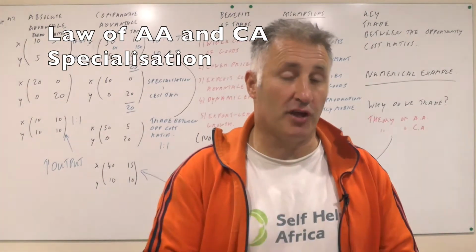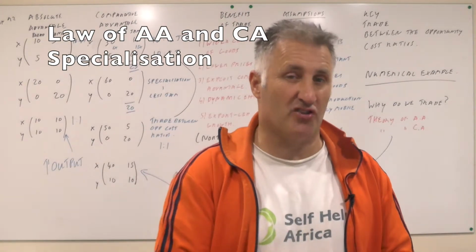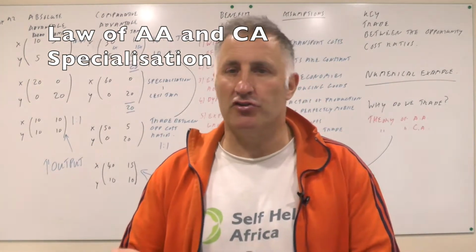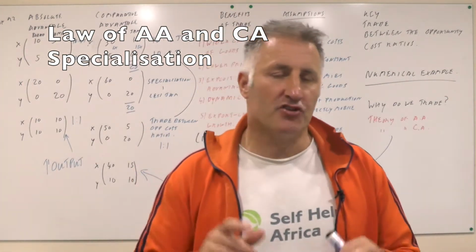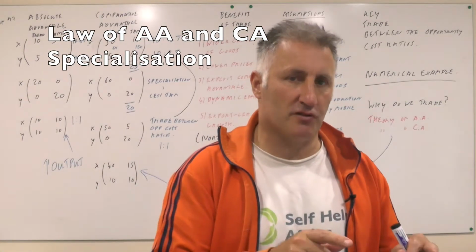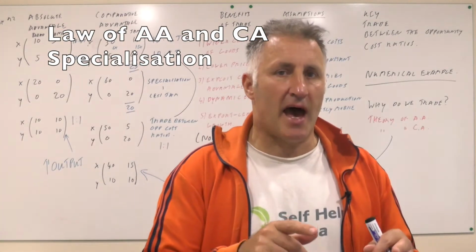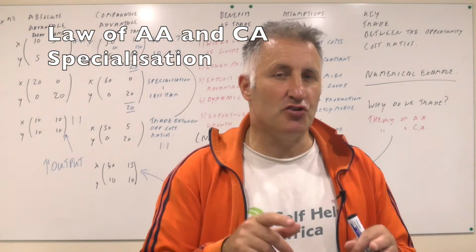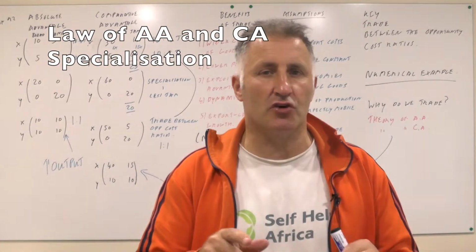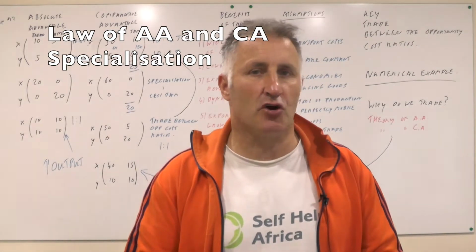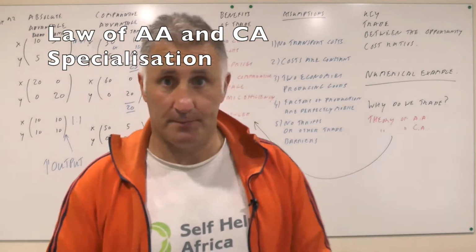And you have two theories. You have the law of absolute advantage, which is pretty easy to follow. The numbers are pretty easy to follow. The second one is the law of comparative advantage. The absolute key is that you understand that you trade between the opportunity cost ratios. The opportunity cost is the next best alternative foregone.